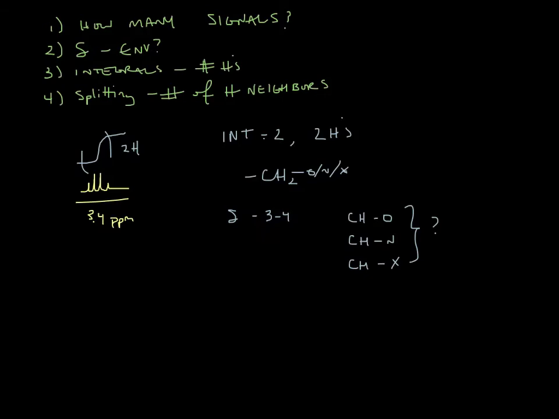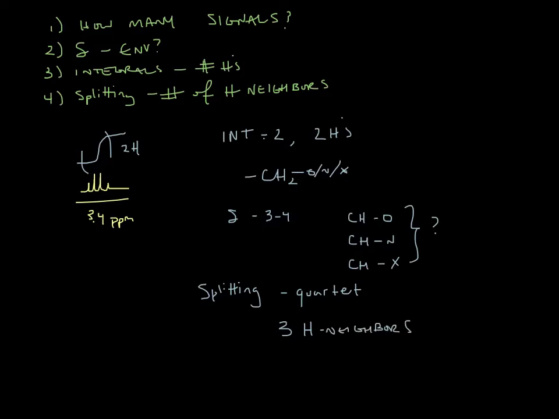All right, and the last thing is the splitting. So the splitting, if you have 4 peaks, it's a quartet. And remember that the way that it works is the number of peaks is 1 higher than the number of neighbors. So if you have a quartet, you have 3 neighbors. If you have a triplet, you have 2 neighbors. If you have a doublet, you have 1 neighbor. And if you have just a single peak by itself, you have no neighbors. So in this case, it's a quartet. So in that case, what that means is that we have 3 H neighbors.